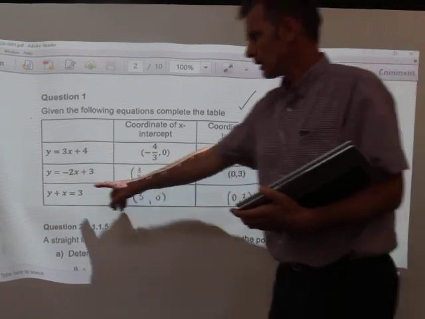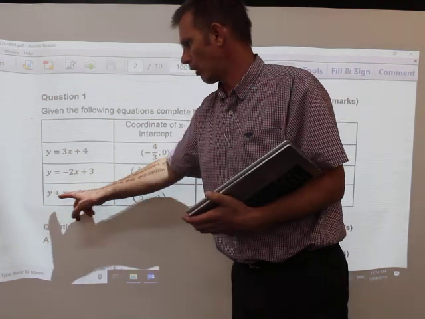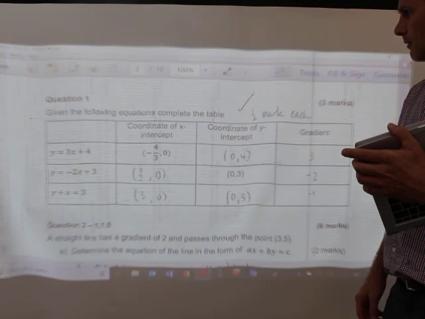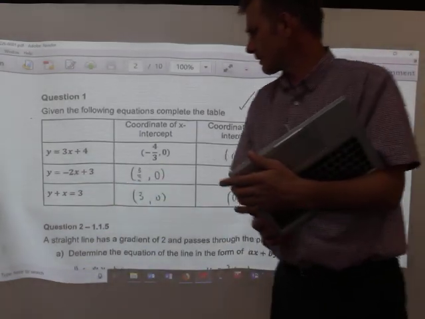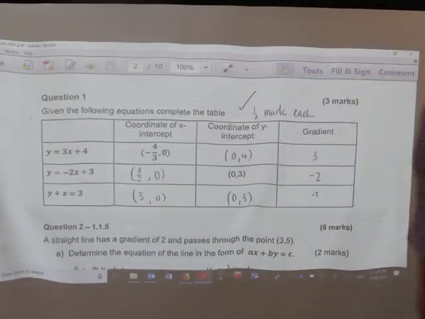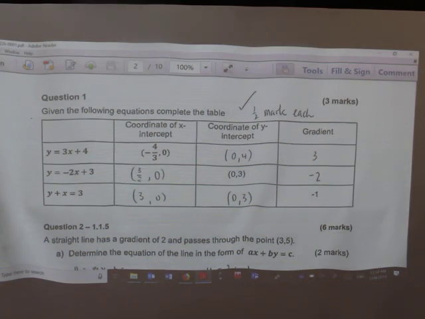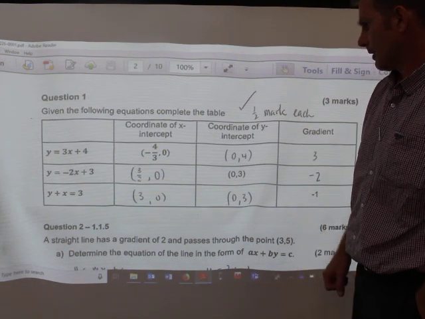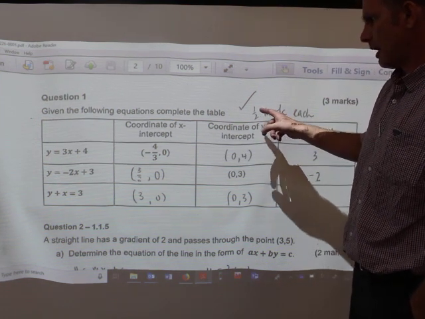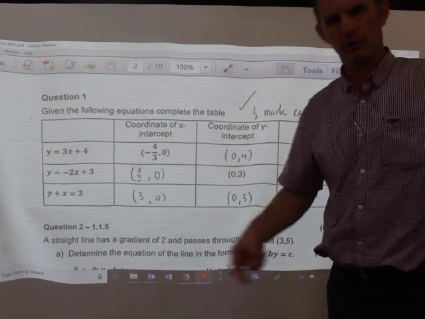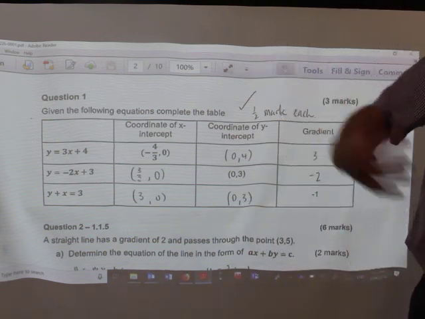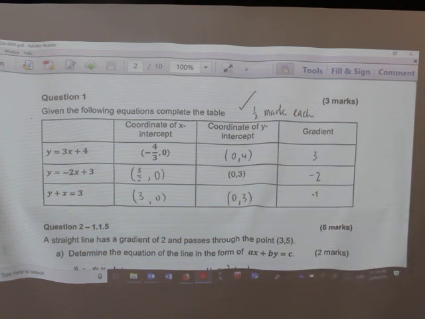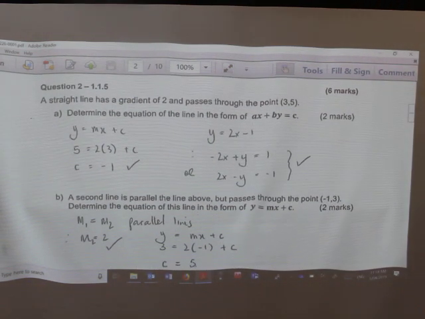The third one, it might be handy to rearrange this into y equals negative x plus 3. If you rearrange it, then you'll probably find that you see the gradient a little bit better, and you see the x-intercept and y-intercept a little bit better. Half a mark each one. If you got, say, 5 right, you would have only got 2 marks. I rounded it down to even marks. So half a mark each, rounded down if you made a mistake somewhere.